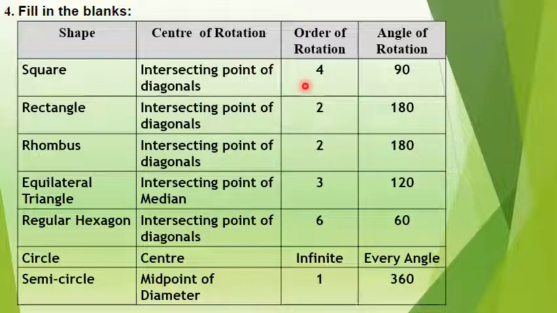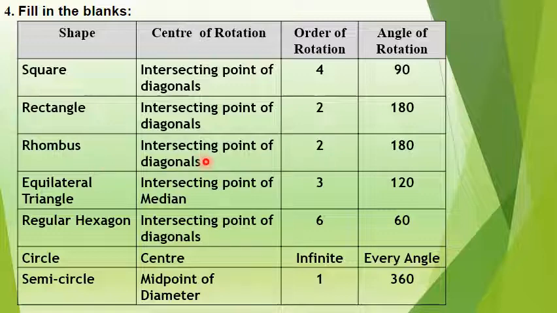Order of rotation: how many times, if you turn the figure, does it look exactly like the original shape? 4 times. And what is the angle of rotation? We can find the angle of rotation by dividing one complete rotation by the order of rotation. So 90 degrees. Next, the rectangle. What is the center of rotation? The intersecting point of the diagonals. Order of rotation 2. And what about the angle of rotation? It is 180 degrees.